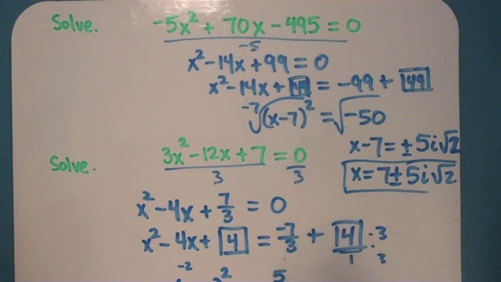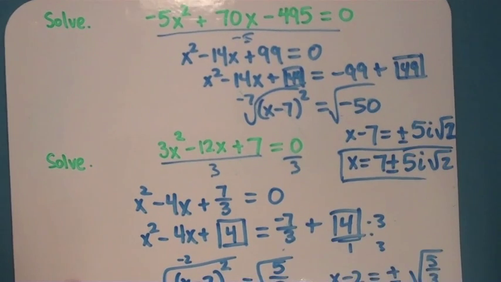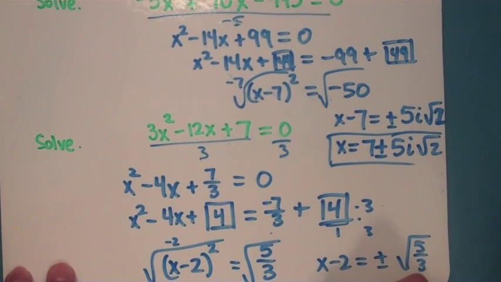So when I go to do my square root method, I'm going to have kind of an ugly looking answer here. It'll be x minus 2 equals plus or minus the square root of 5/3, which doesn't really simplify very cleanly, so I'm just going to leave it as is. Final answer on this problem will be x equals 2 plus or minus square root 5/3. You could get decimal answers, but it's not necessary for this. You can just leave your answer like that.